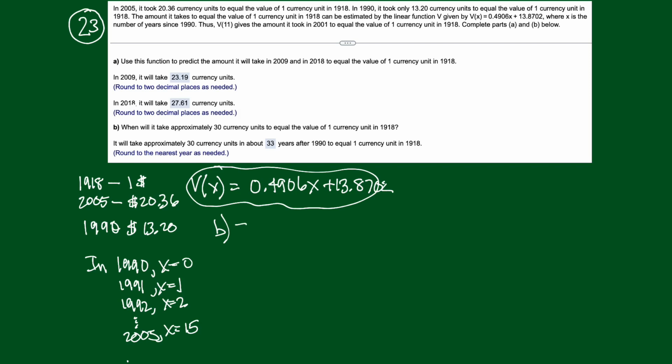Now, part B asks us, what is it going to cost in 2018? All right, so in 2018, how far is that from 1990? So 2018 minus 1990 is 28.